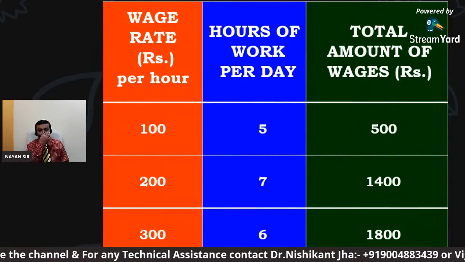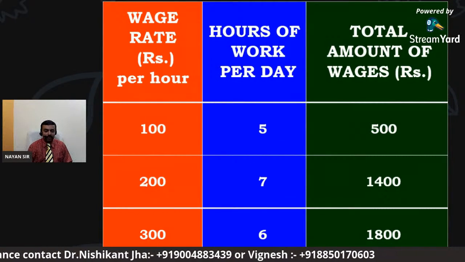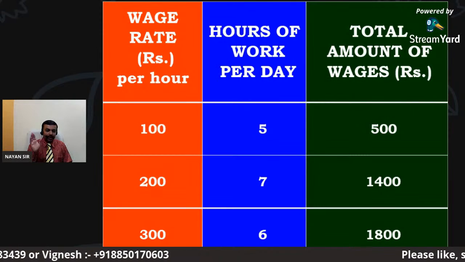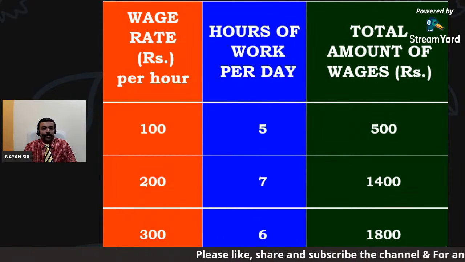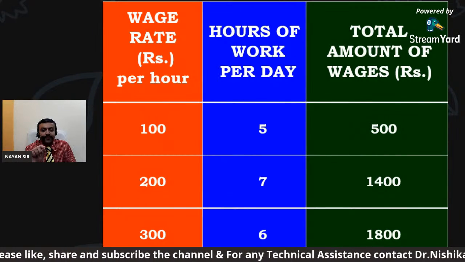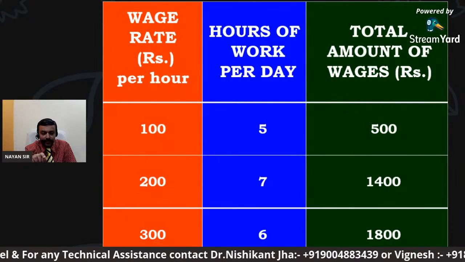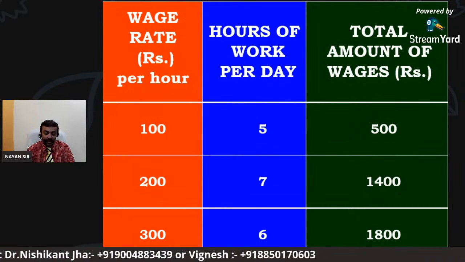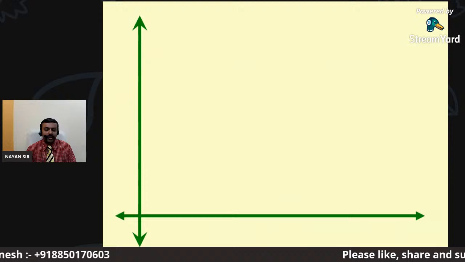Yes, then we'll go in the reverse and see other things also. Friends, x and y graphical representation, we will see that on the x and y axis. Wage rate in rupees per hour, 100, 200, 300 is taken. Hours of work per day is 5, 7 and 6. Total amount of wages 500, 1400 and 1800 is taken. Friends, we will try to represent these graphically.